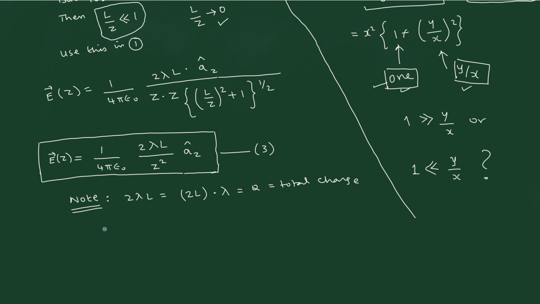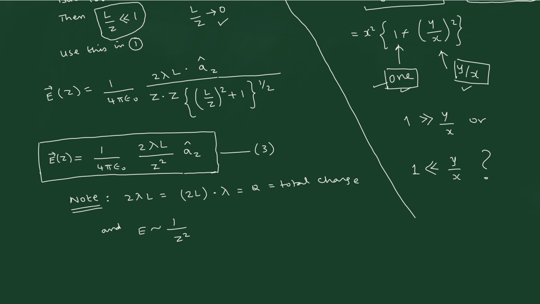The second point is, in addition to that, we are going to observe that the electric field is now proportional to 1 by Z square. You see this? 2 lambda L is what? Q. So 1 by 4 pi epsilon naught into, this is Q. So Q by Z square. So therefore, electric field is therefore proportional to 1 by Z square. You can see how different it is.